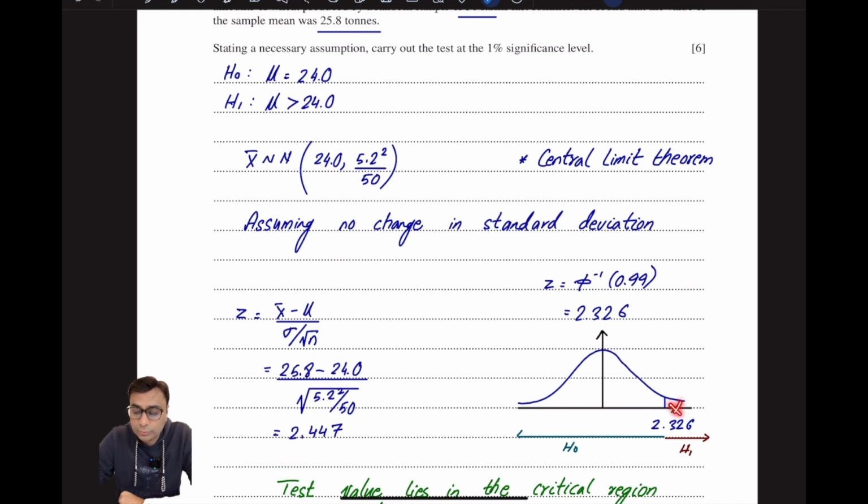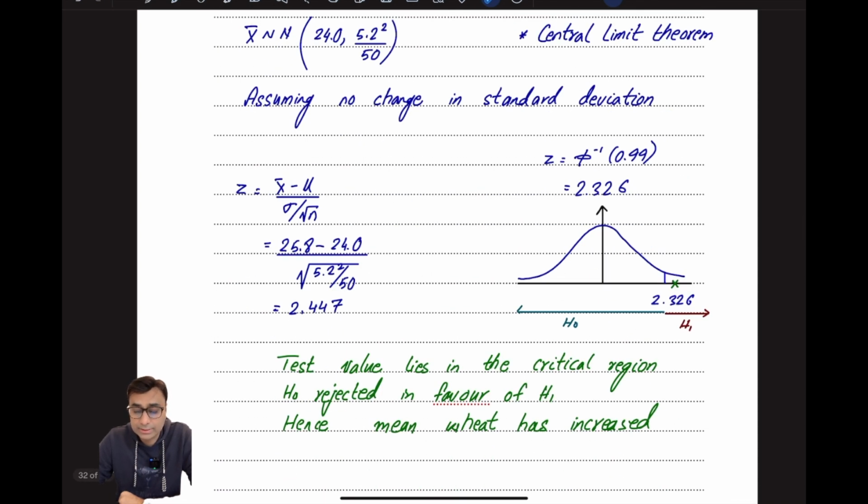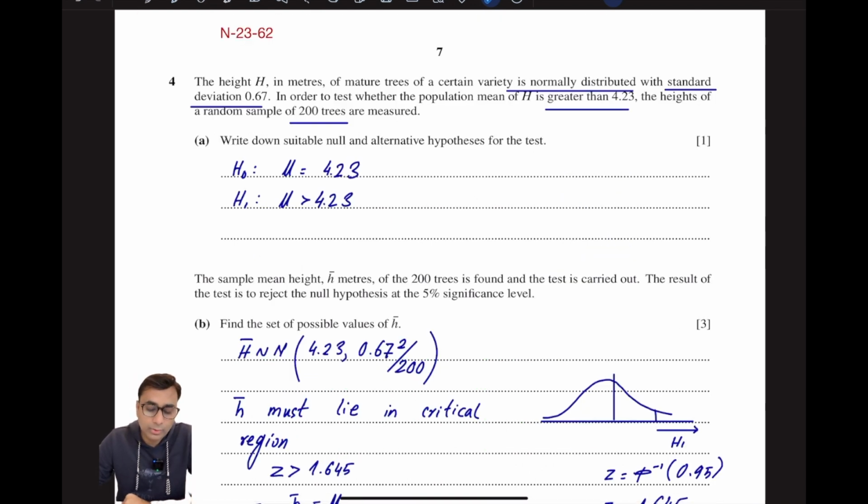2.447 is greater than 2.326. It lies in the critical region, so that means that H0 is going to be rejected and H1 will be accepted. This tells us that the test value lies in the critical region, H0 is rejected, and the mean value of wheat has increased. Looking at another question, this question is from November 2362.